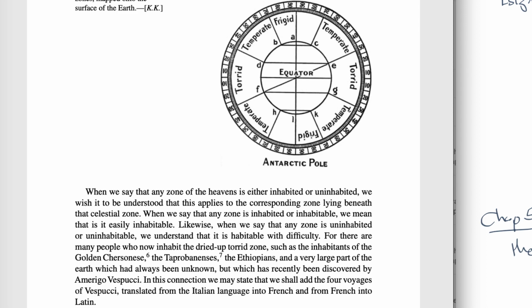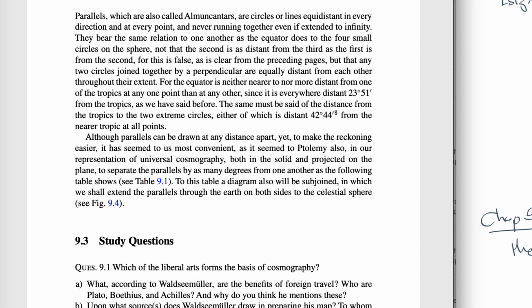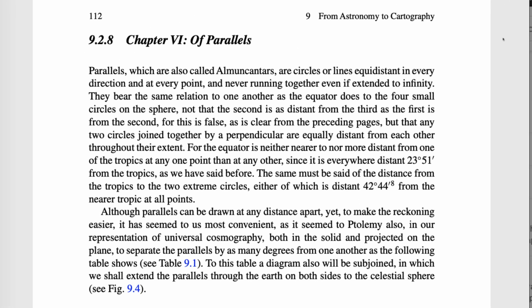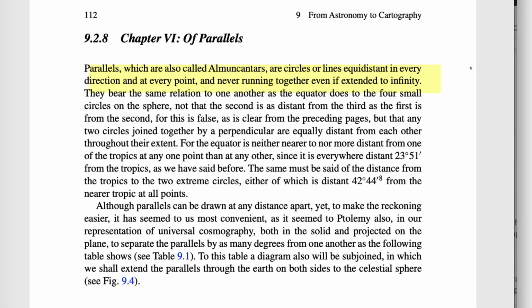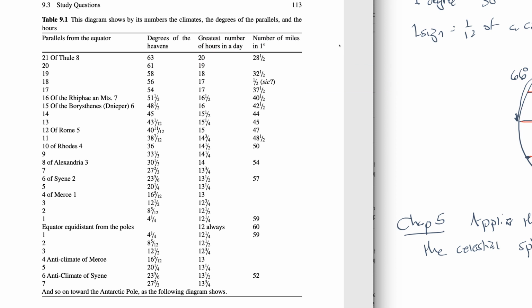Okay, and then finally in chapter 6 of parallels, he says parallels, which are also called almucantars, are circles of lines equidistant in every direction and at every point, and never running together, even if extended to infinity. So he's talking here about something we would now call the lines of latitude, although he shows in table 9.1 a number of these different latitudes.